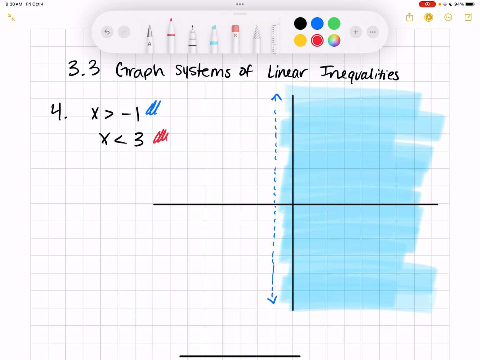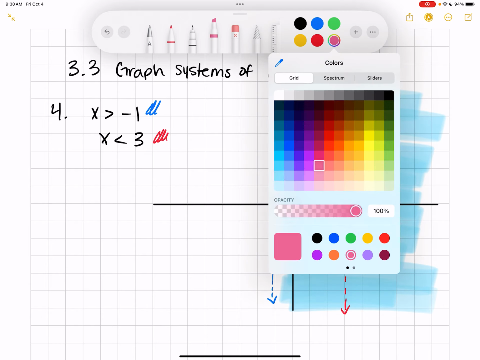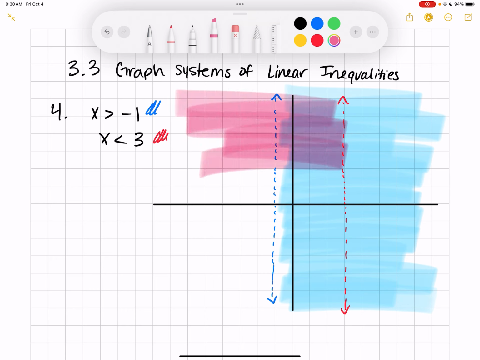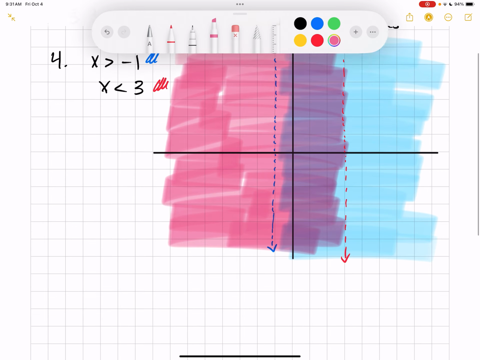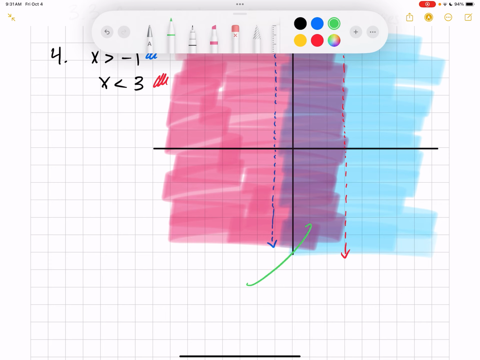Alright, the other graph goes where? The other graph is going to go at 3, and it's going to be shaded to the left. Okay, so up and down at 3. I'm going to shade to the left. So, the solution to the system is where the colors have mixed. So in this case, the solution is in here.